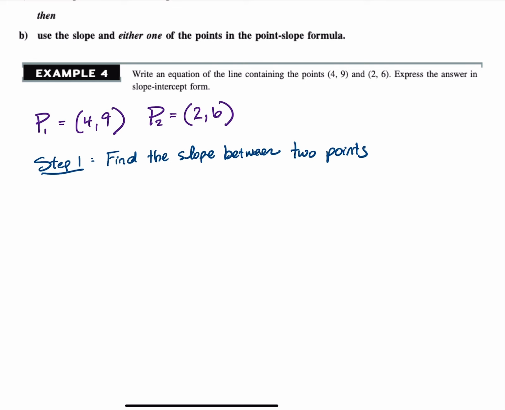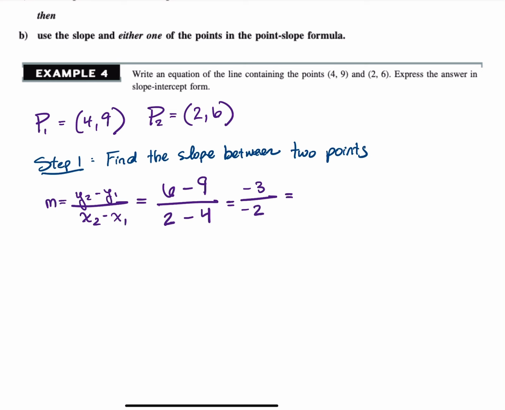So that's our slope equation, y2 minus y1 over x2 minus x1. So from P2, y2 would be 6, y1 would be 9 from the first point. So difference of the y's over difference of the x's. In our second point, we have 2 as our x value. In our first point, we have 4. 6 minus 9 gives us negative 3. And 2 minus 4 gives us a negative 2.